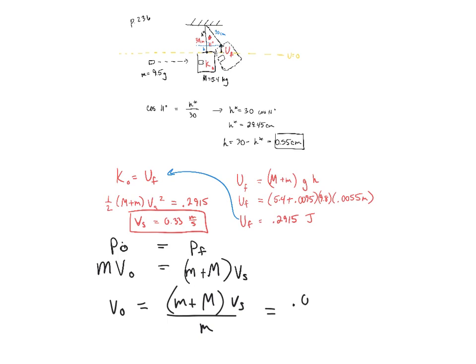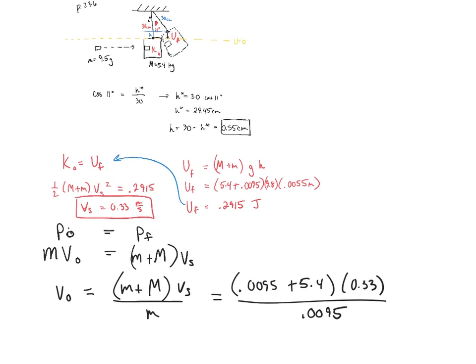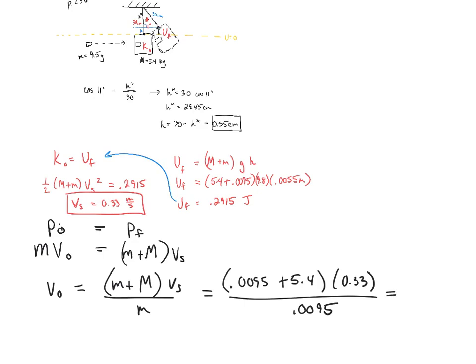We've got 0.0095 plus 5.4 times the velocity of the system, which was 0.33, all over the mass of the little bullet, 0.0095. That'll give us the velocity of the bullet as it was fired out of the rifle barrel, whatever you want to call it. Muzzle velocity is the phrase. What do you got? 187 meters per second. So 188.